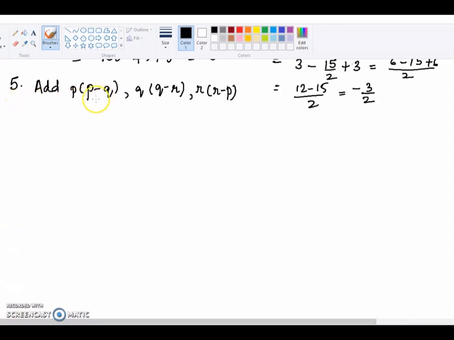So the fifth problem is, you have to add this expression. So for this you will be multiplying p with p minus q, that is you will get p square, p into p is p square, minus p into q is pq, plus q into q, q square, minus q into r is qr, plus r into r is r square, minus rp. This is what you get.